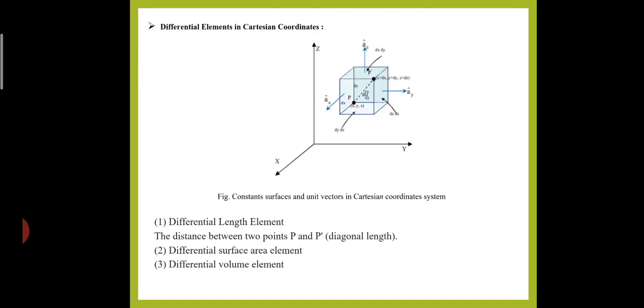Let us consider a point P at location x, y and z. If now each coordinate's value is increased by a differential amount, x plus dx, y plus dy and z plus dz. So, the first is the differential length element, the distance between the two points P and P dash. See the figure, and the diagonal length. The second one is the differential surface area element and the third one is the differential volume element.